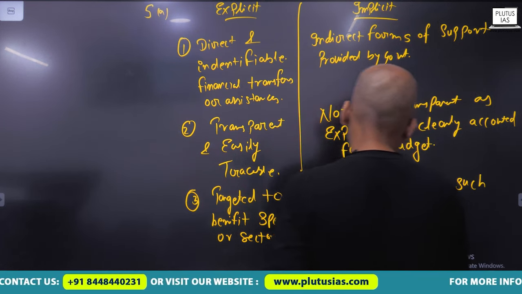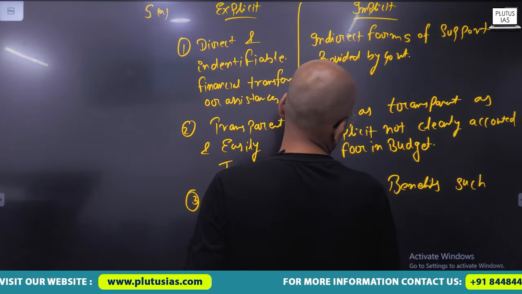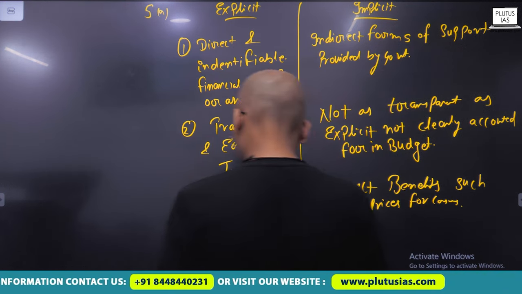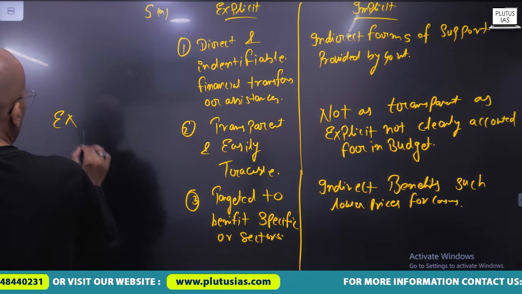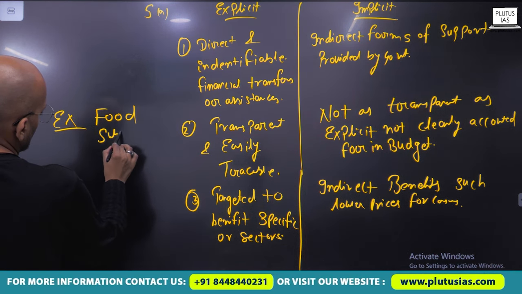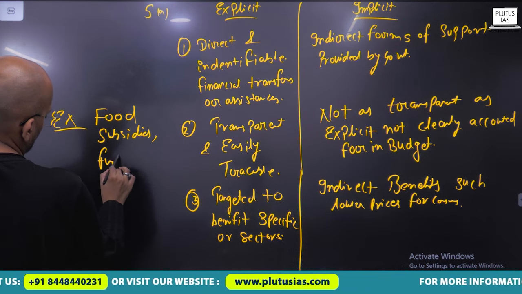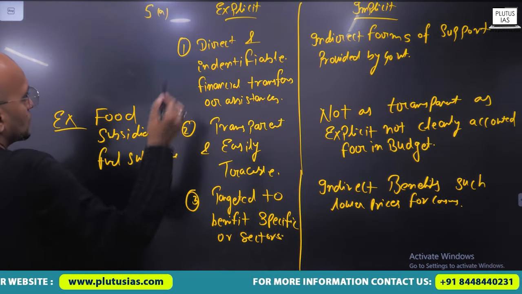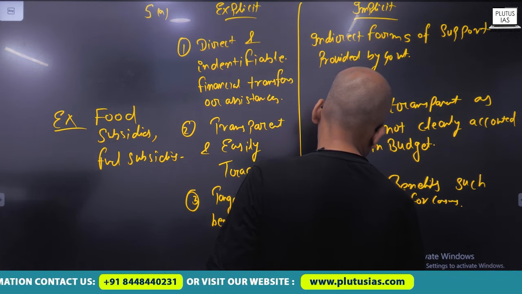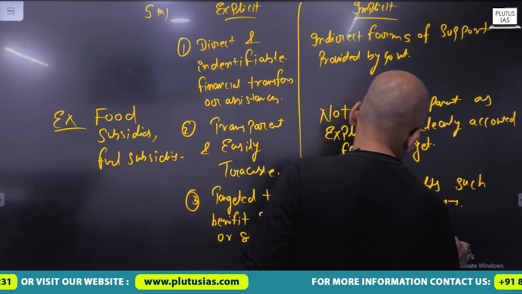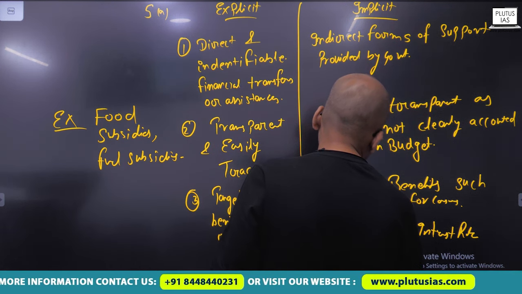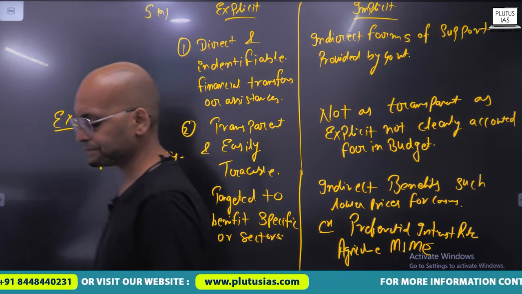Such as lower prices for consumers or increased income. Fine. Then you can give examples. So, in case of explicit, you can say food subsidies, fuel subsidies, etc. In case of implicit, you can say, for example, preferential interest rate for agriculture or MSME sector, all these things. Understood?